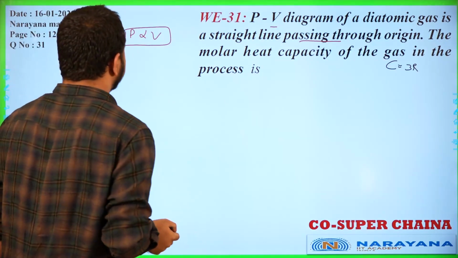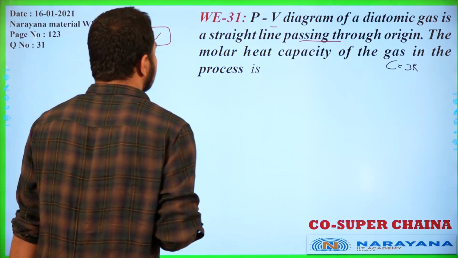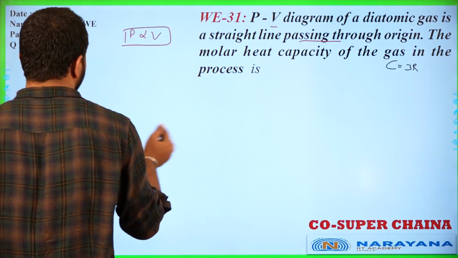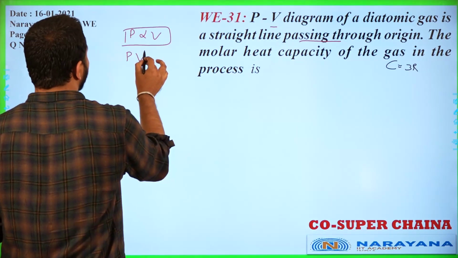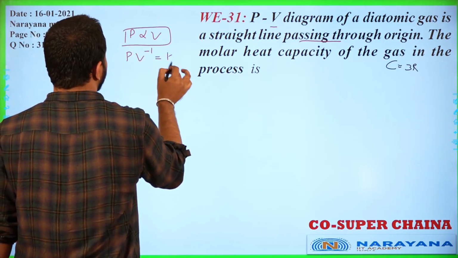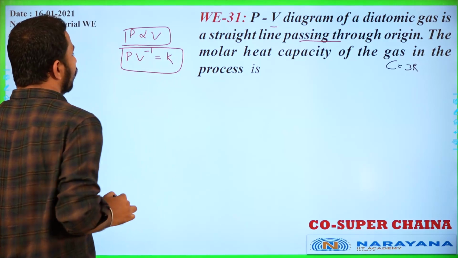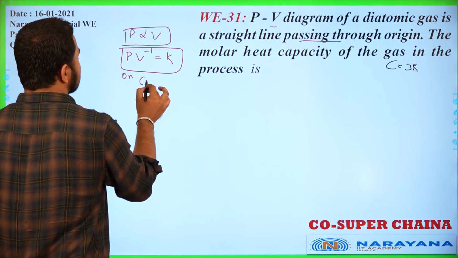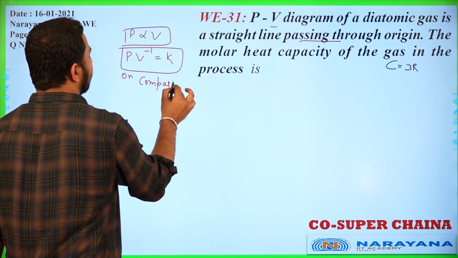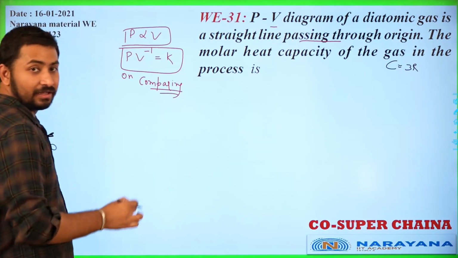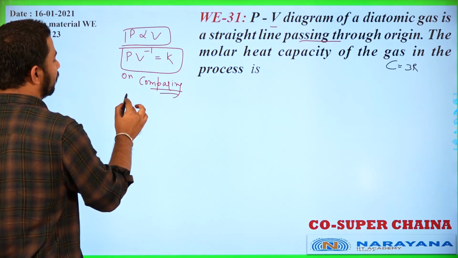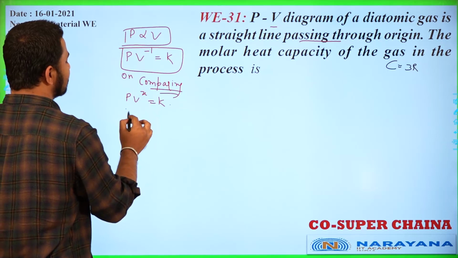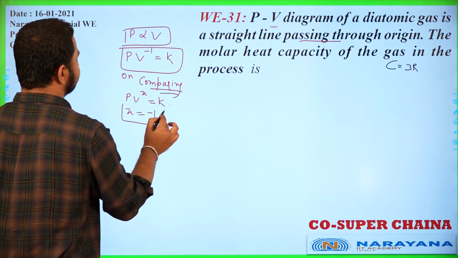Now students, if we write the molar heat capacity, from here we can write P V to the power minus 1 is equal to a constant K. In general, on comparing it with the standard form of a polytropic process, P V to the power x is equal to constant, we are getting x here as minus 1.